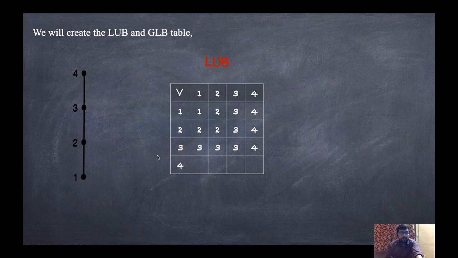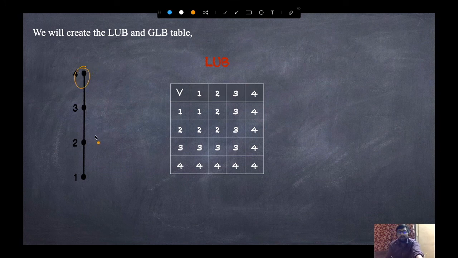Now 4 and 1. What was there in 1 and 4? It was 4. So here it will be 4. Now 4 and 2. What was there in 2 and 4? It is 4. Now 4 and 3. What was there in 3 and 4? It is 4. And 4 and 4 will be 4. Now you can see that 4 is the greatest element in the Hasse diagram, so this row and this column will be 4.